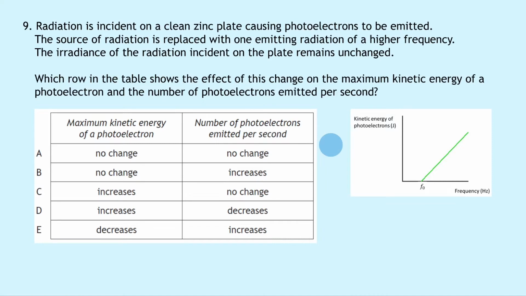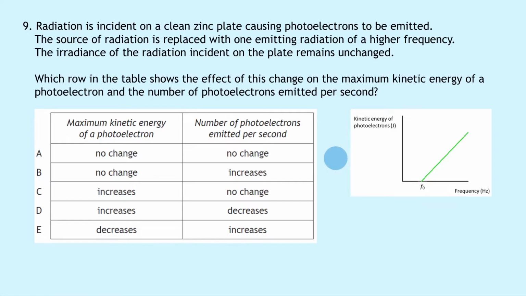But we're told two things in this question. We're told about the frequency and the irradiance. So it's not going to be as simple as just thinking about what was in the theory. So we've replaced the source of radiation, we've now got a higher frequency than before, and we're told that the irradiance remains unchanged, even though we've swapped out the source of radiation.